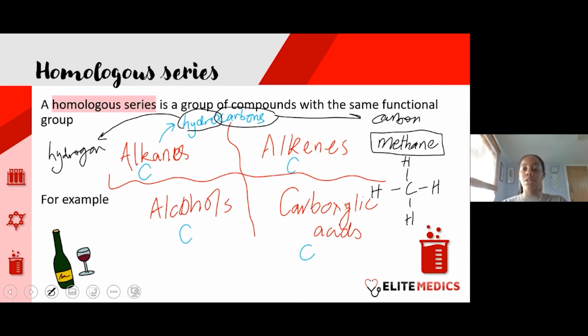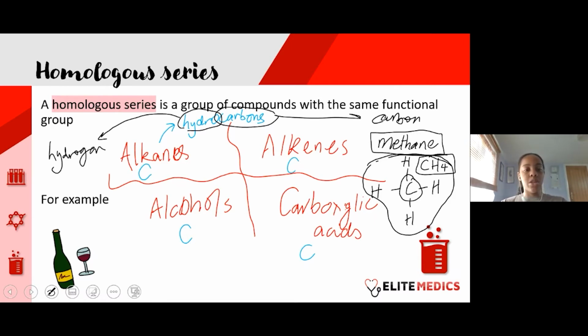So, for instance, this is our structure of methane here. As we can see, it has 1 carbon in the center and it is surrounded by 4 hydrogens, okay? So it's bonded to 4 other hydrogens. And we know that because the chemical formula of methane is CH4. CH4, okay? So guys, at this point, we're just talking about alkanes at the moment. Methane is a nice example.